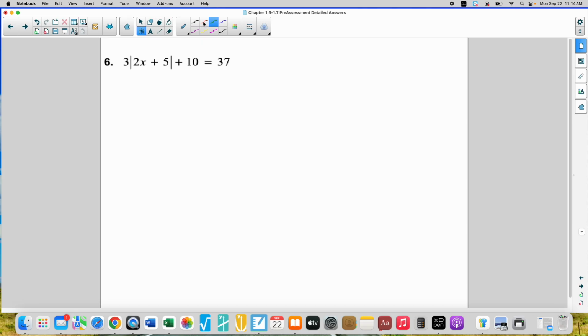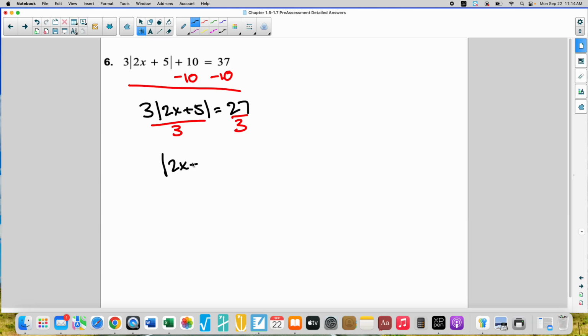Let's isolate. Minus 10. 3 times the absolute value of 2x plus 5 equals 27. Let's divide by 3. The absolute value of 2x plus 5 equals 9. I've isolated my absolute value. It equals a positive distance. So I'm going to write my two statements. 2x plus 5 can equal 9, and 2x plus 5 can equal negative 9.